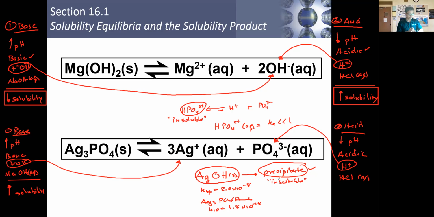In both cases, we form an insoluble product when we add that in. What does that mean? That means when we add in the acid, this also increases the solubility of silver phosphate. So with silver phosphate, making the solution either more acidic or more basic, in both cases we increase the solubility. With magnesium hydroxide, that's not the case. If we add in more base, we actually lower the solubility. If we add an acid, we actually increase the solubility.